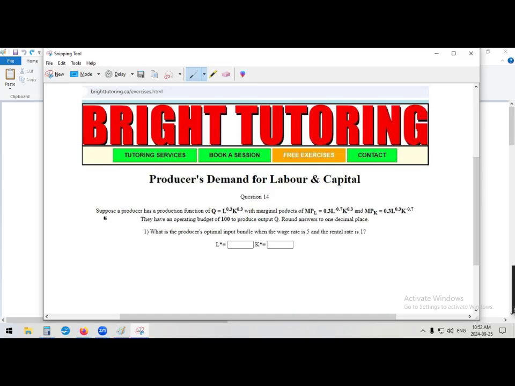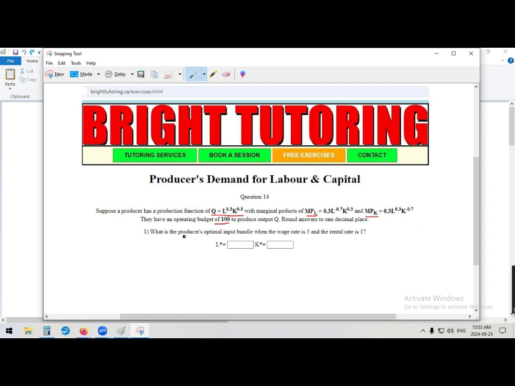So here's the question. Suppose we have a producer with a production function of output Q equals L to the 0.3, K to the 0.3, which gives them the marginal products: the marginal product of labor, MPL, equal to 0.3 L to the negative 0.7, K to the 0.3, and a marginal product of capital equal to 0.3 L to the 0.3, K to the negative 0.7. They'll have an operating budget of $100 to produce their output Q.